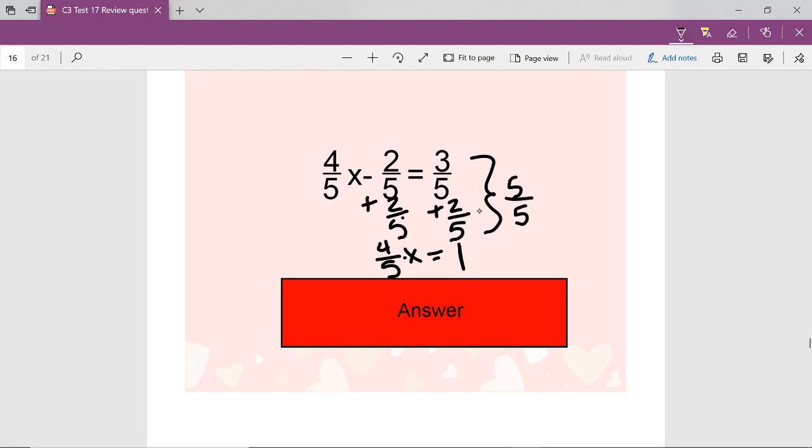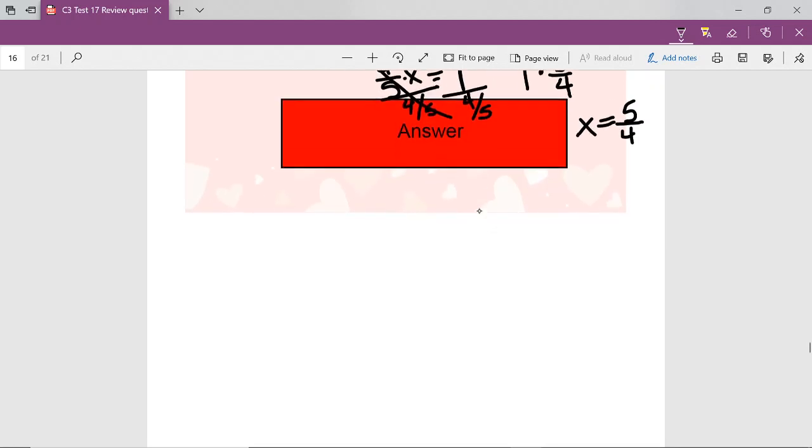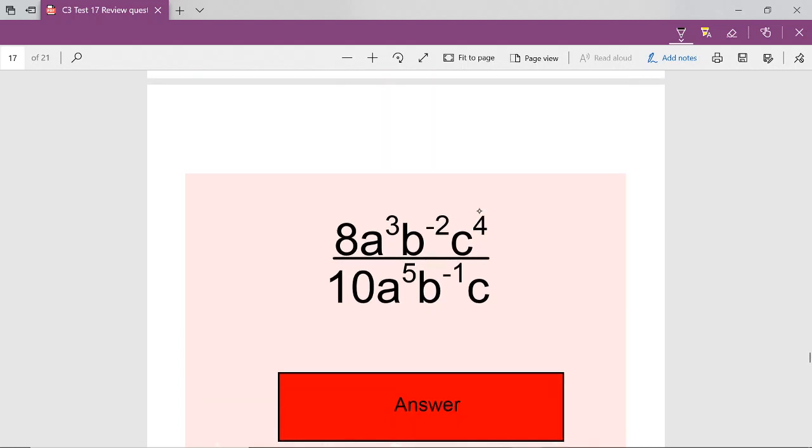Lastly, I've multiplied by a 4/5, so I need to divide by 4/5 on each side. But dividing by a fraction means I'm going to multiply by the reciprocal. So I'm going to say 1 times the reciprocal of 4/5, which is 5/4. So x is 5/4. Since this over here is canceled out completely, I just get 5/4, or you could represent it as 1 1/4.